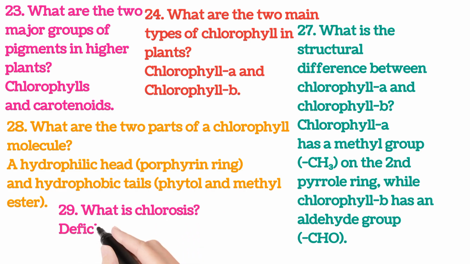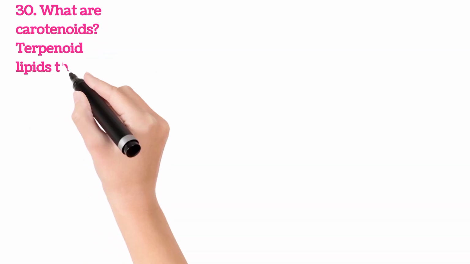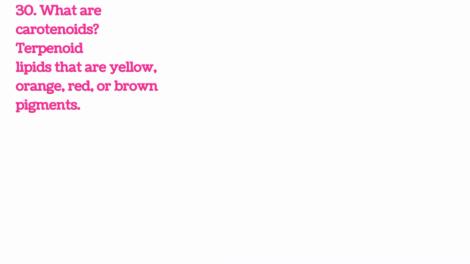29. What is chlorosis? Deficiency of chlorophyll in leaves. 30. What are carotenoids? Terpenoid lipids that are yellow, orange, red, or brown pigments.